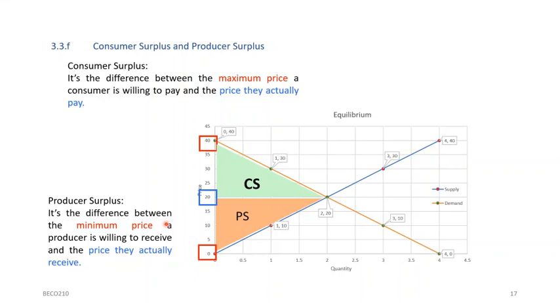The consumers and the producers form our economy, our society. So the social surplus, the economic surplus, the total surplus is consumer surplus plus the producer surplus. So it's the whole triangle.